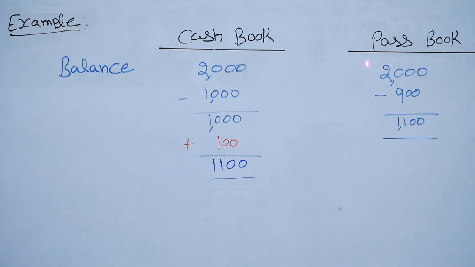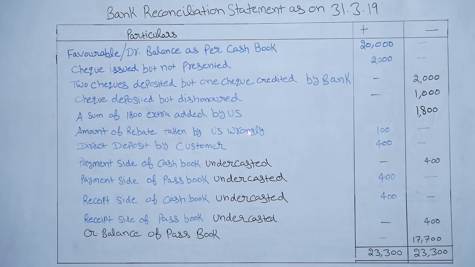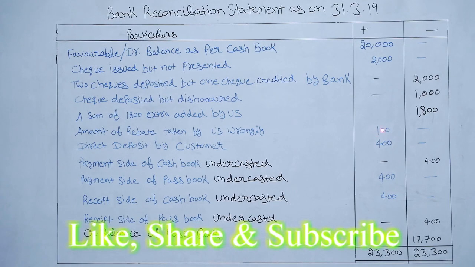From bank side 900 rupees must have been deducted, but instead of 900, full amount 1000 rupees were deducted in the cash book by us. It means 100 rupees extra deducted by us. So now we are adding to reconcile the balances. Amount of rebate taken by us wrongly, it will come in plus item.